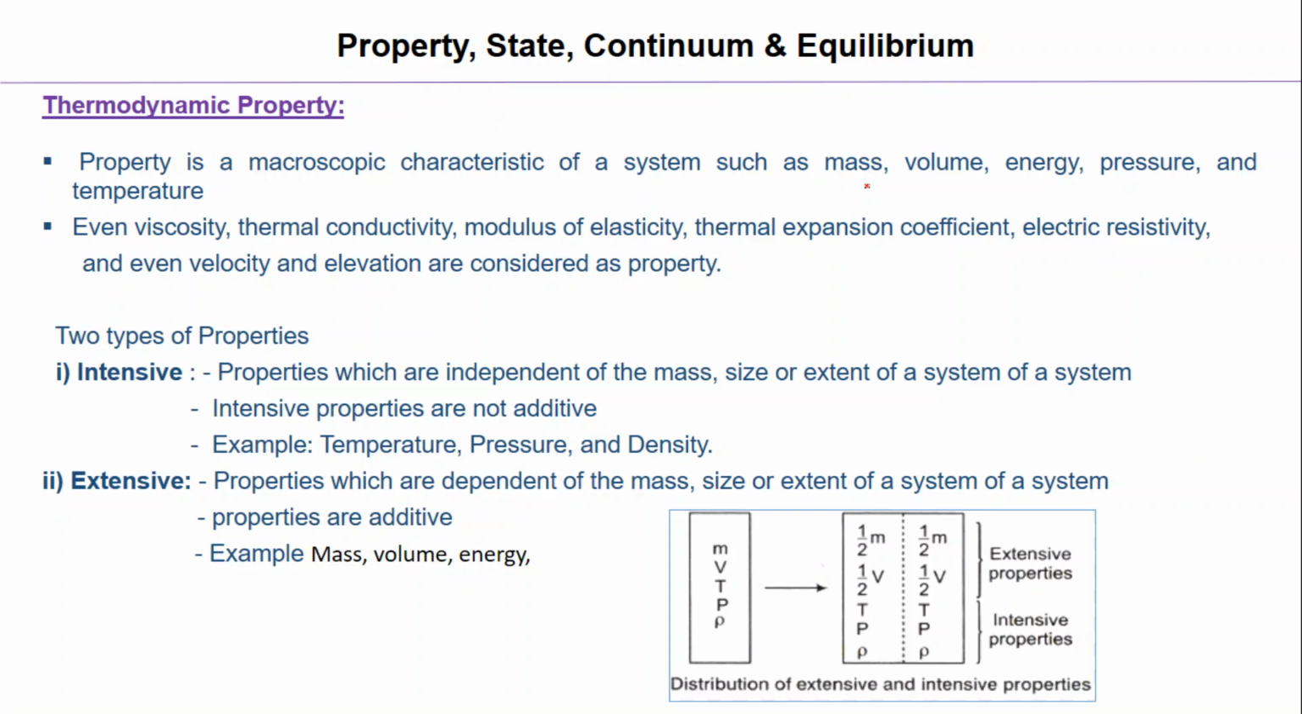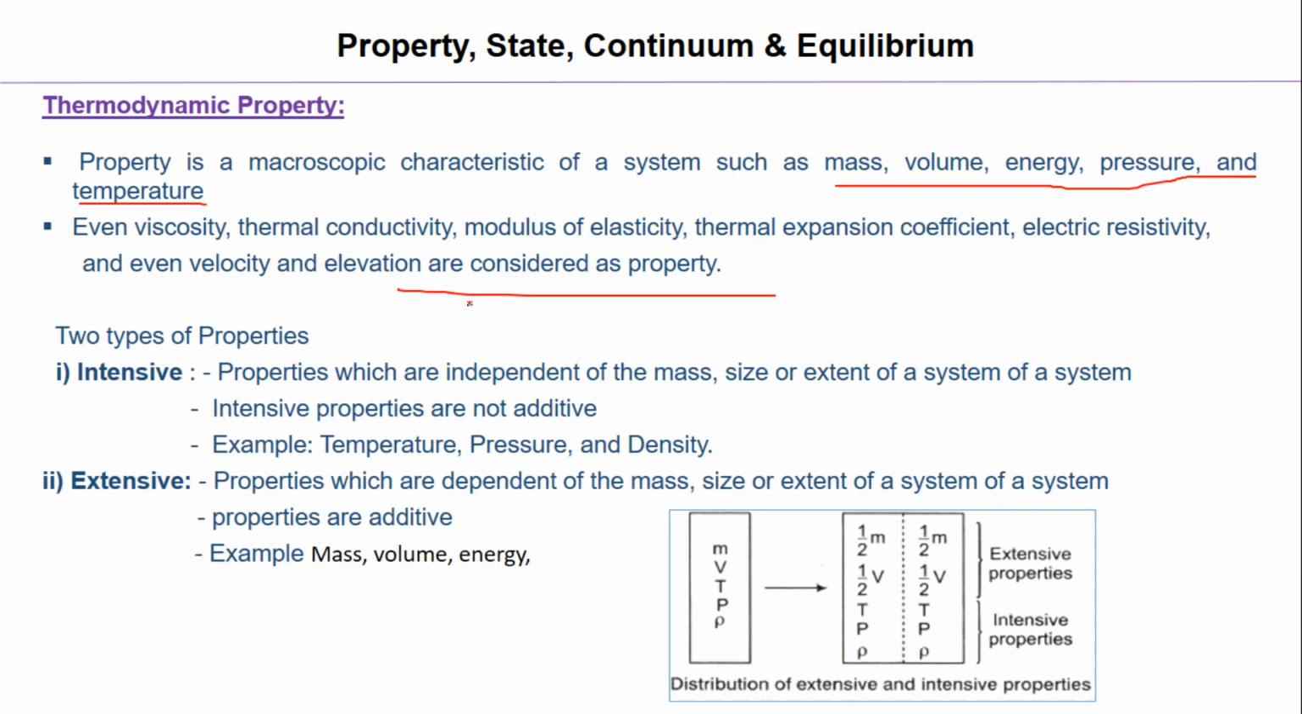Like we use height, weight and color for a person to define whether he is tall, short, black or white, similarly for the system we have mass, volume, energy, pressure and temperature. These are the main characteristics which define the system. However, there are some other properties which can be used, but usually we use these. Other properties are viscosity, thermal conductivity, modulus of elasticity, thermal expansion coefficient, and electric resistivity. Even velocity and elevation are also considered properties of the system and can be used to define it.